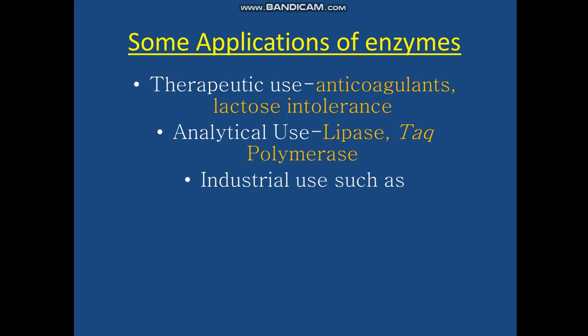Next is industrial use, such as dairy products. The rennet enzymes, calf rennet, can be used to curdle the milk to make cheese in cheese industries. Rennet is a very important enzyme which is used in the production of cheese. Okay, so it is very important, you need to remember the examples.